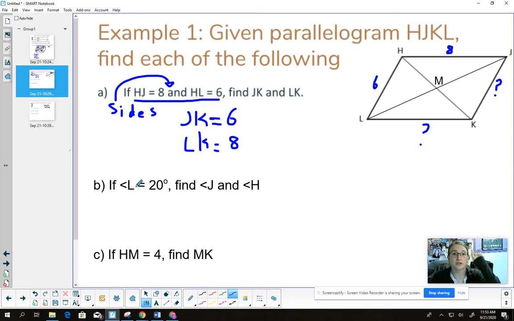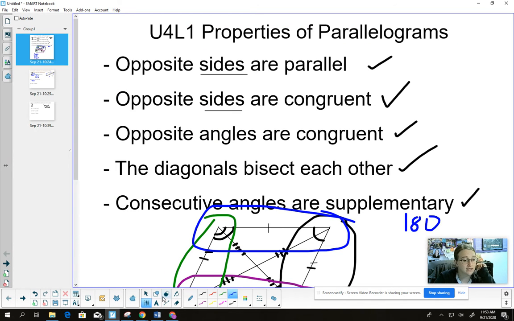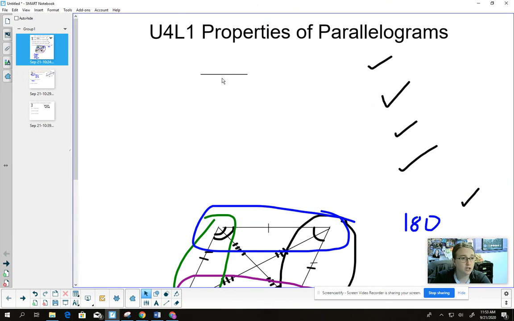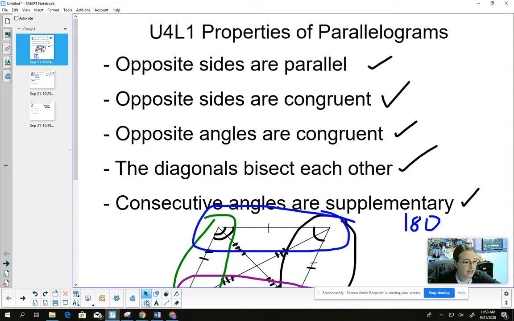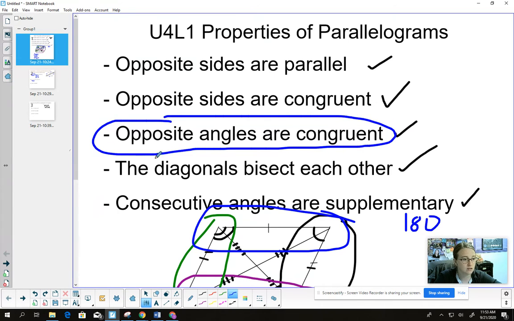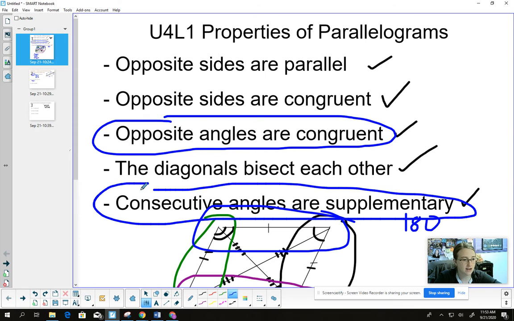So again, step 1, determine what piece you're looking at. What is this? Angle L equals 20 degrees. What piece is that? That's an angle. So I'm going to look back to my properties. Every single time, this is how you do this, guys. You determine the piece you're looking at. You look back to your properties, and don't erase them, hopefully. And we find the properties that have that piece. We've got two properties that have angles.